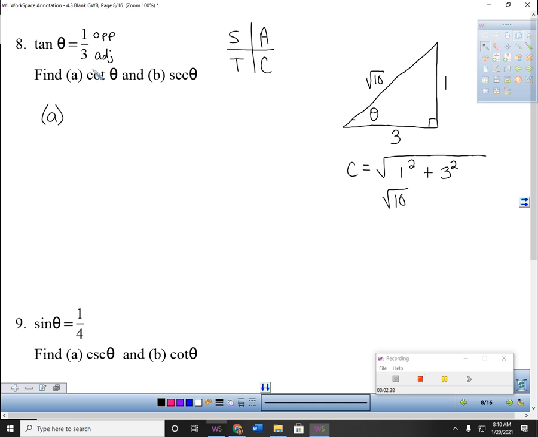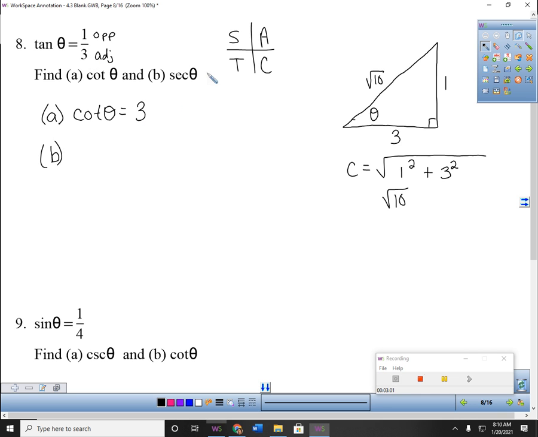Now that I have all 3 sides, I'm going to do part A, cotangent. That one's easy because all I have to do is take tangent and flip it. So, oops, not tan, cotan. Cotangent of theta is equal to, I'm just going to flip this, 3 over 1, which is just 3.